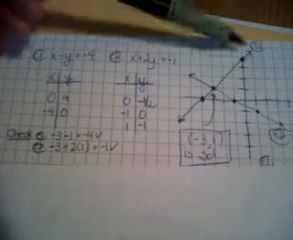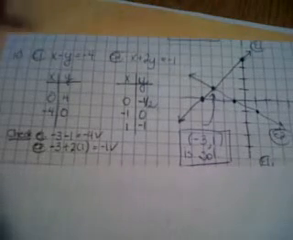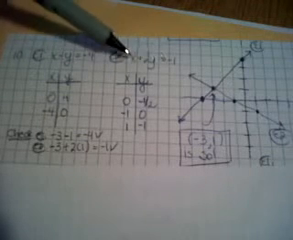I went ahead and graphed that over here. There's 4 for y, and x is 0. Here is negative 4 for x, and y is 0. Connect the points and labeled it equation 1. Here's equation 2, x plus 2y equals negative 1.